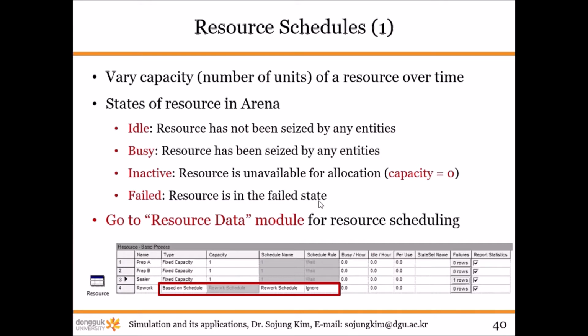Inactive means the resource is unavailable for allocation, which means capacity is 0. Maybe you turn off the power of the machine, so that's why you cannot use it. That's the inactive state. The last one is failed. If a machine or resource is broken, it's definitely in the failed state. It doesn't have to be a machine; it can also be a person. If a person takes sick leave, you can also use this state.